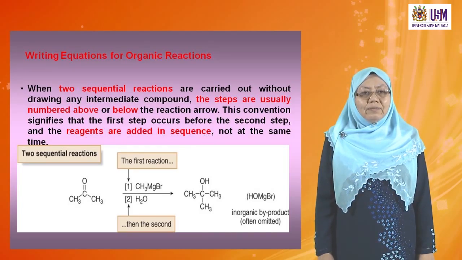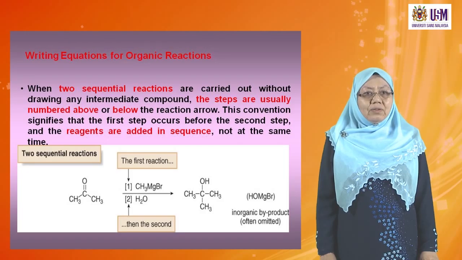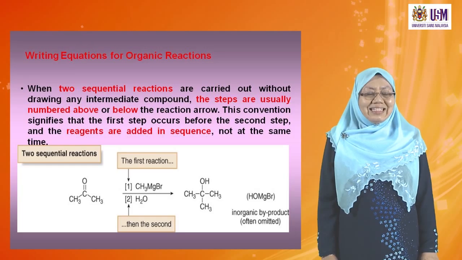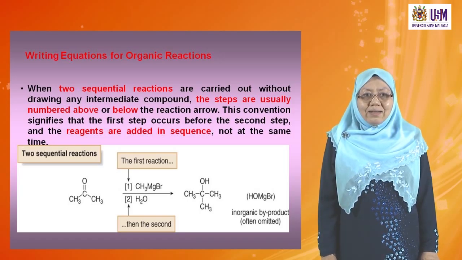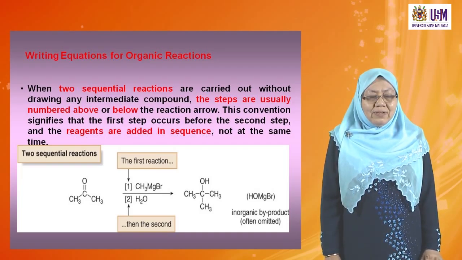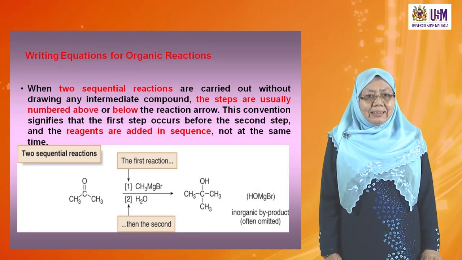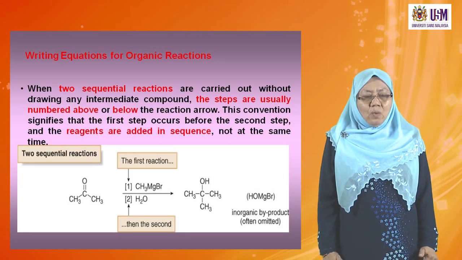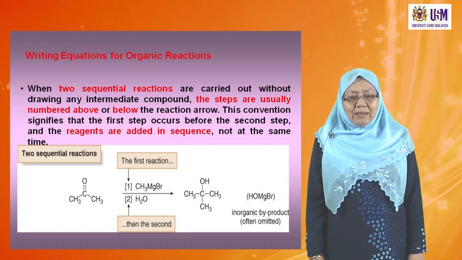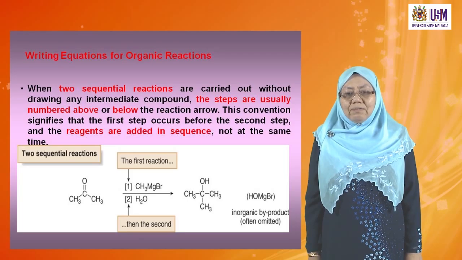In another example, when two sequential reactions are carried out without drawing any intermediate compound, the steps are usually numbered above or below the reaction arrow. This convention signifies that the first step occurs before the second step, and the reagents are added in sequence, not at the same time. We look at the example given. We have acetone, which is first reacted with methyl magnesium bromide, and in the second step, we put in water, which is hydrolysis, giving the organic product, which is the tertiary butyl alcohol, and the inorganic byproduct, which is often omitted, which is the magnesium hydroxybromide.